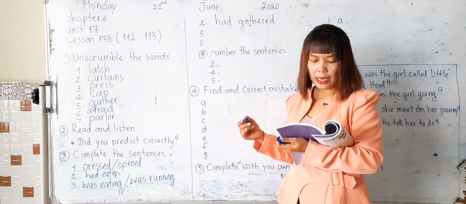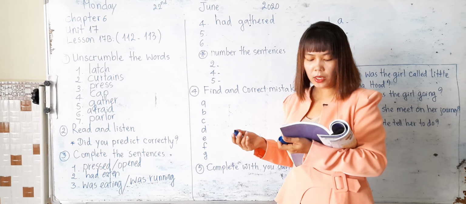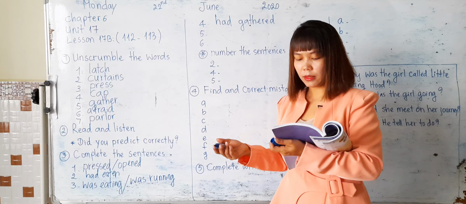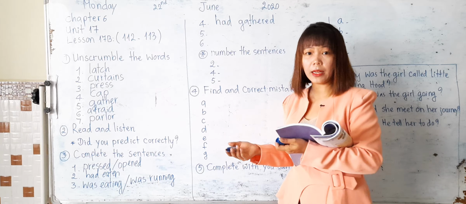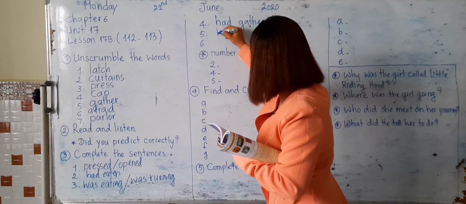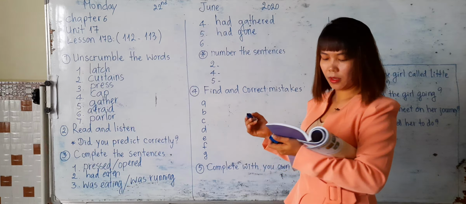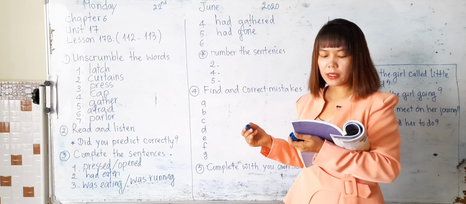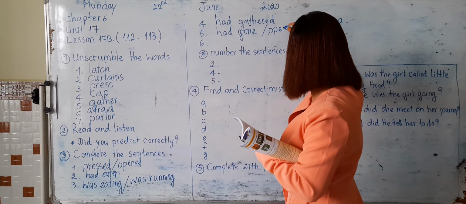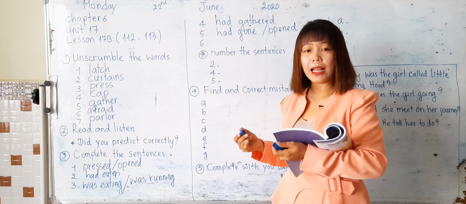Number 5. Then she go, the verb go, over to her grandmother's bed and the verb open the curtain. So number 5: then she had gone over to her grandmother's bed and opened the curtains. The last one, everyone.